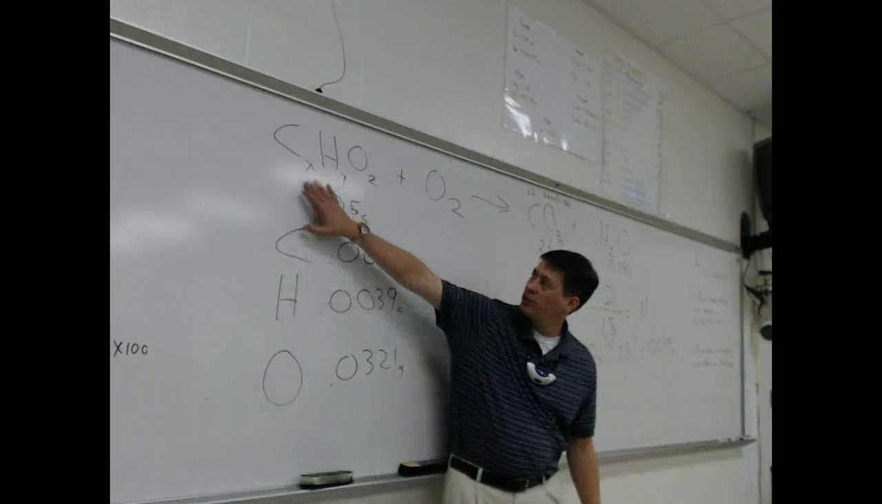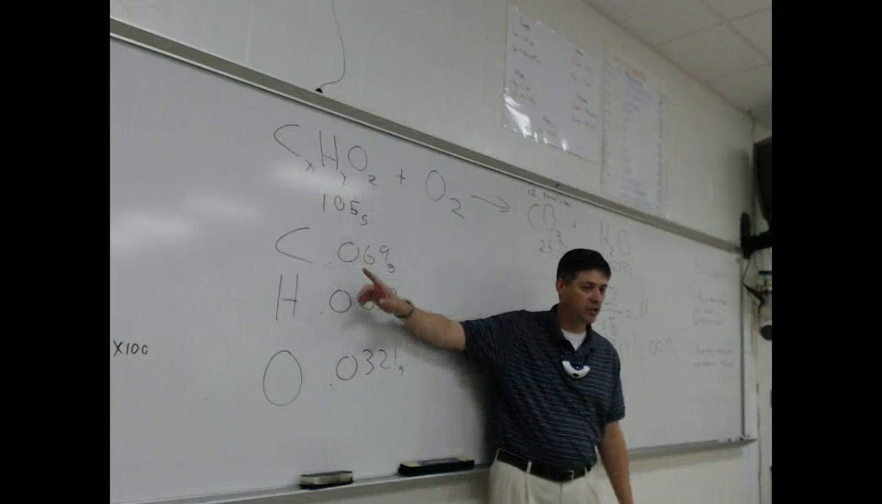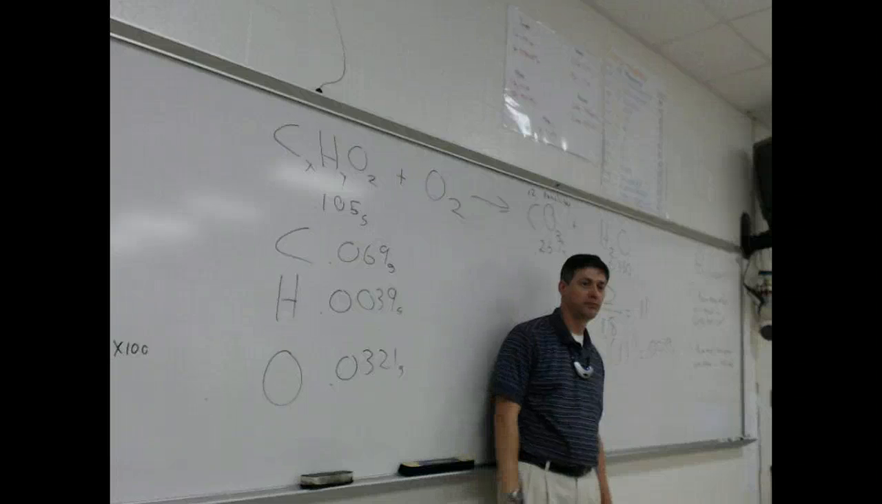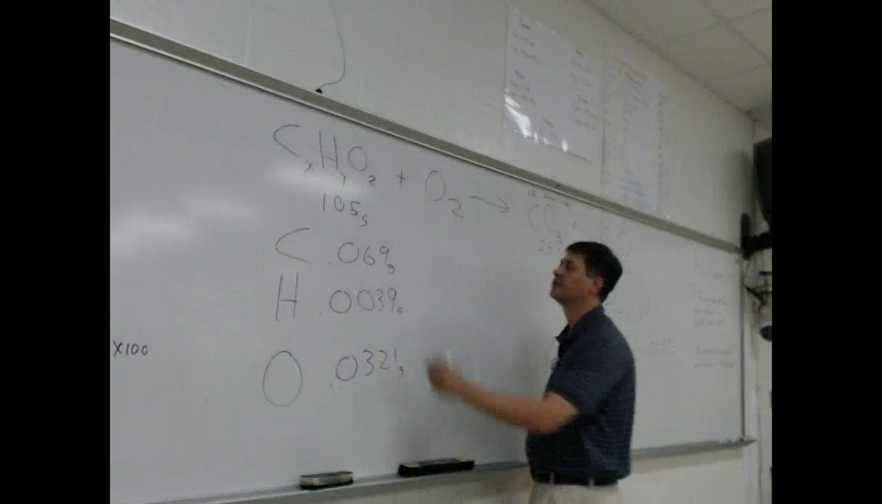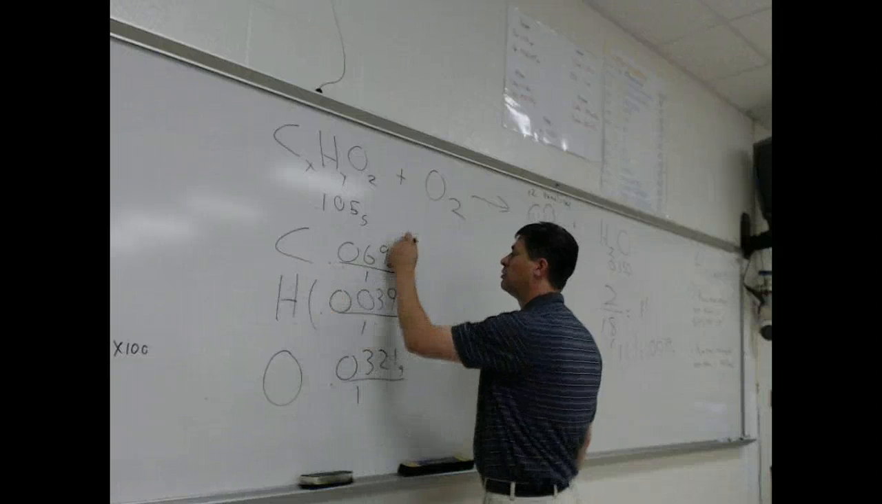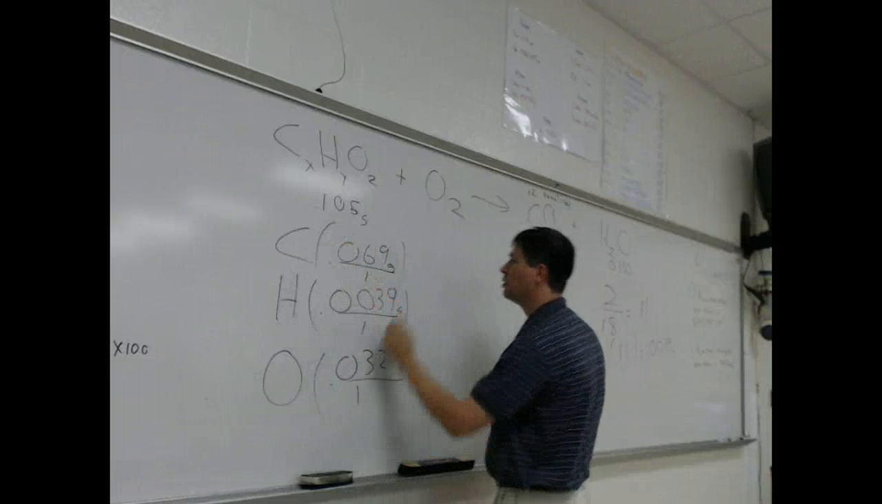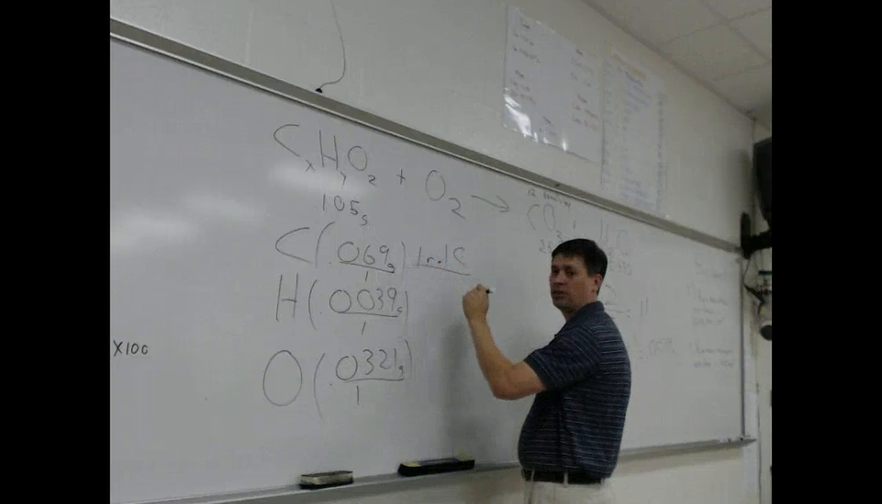Now we have to find the ratio of carbon to hydrogen to oxygen. We've got the masses. It's a mole ratio, so what do we have to do? Divide by the smallest. No. Convert to moles first. One mole of carbon is how many grams, Lena?